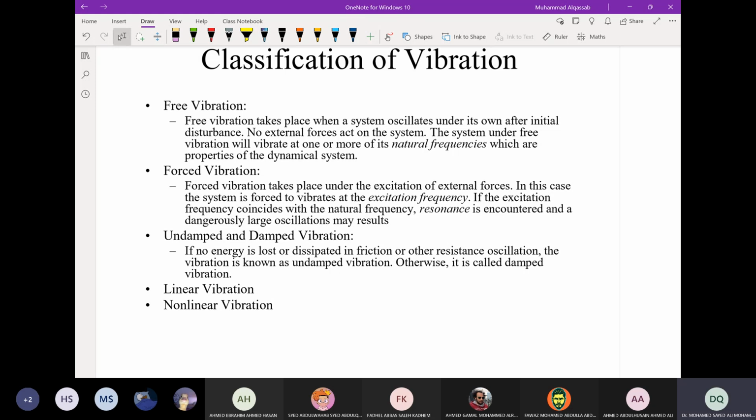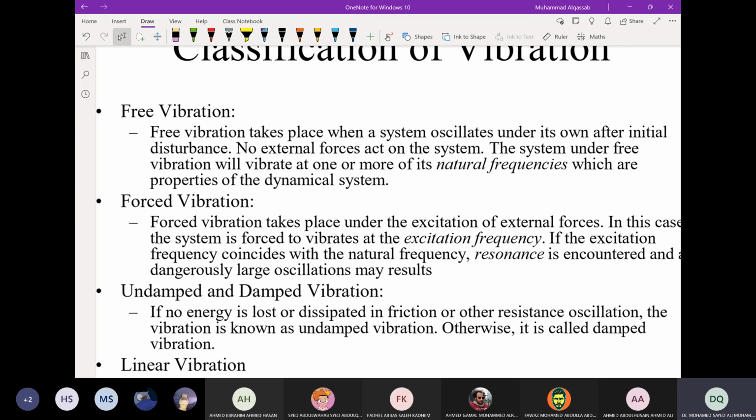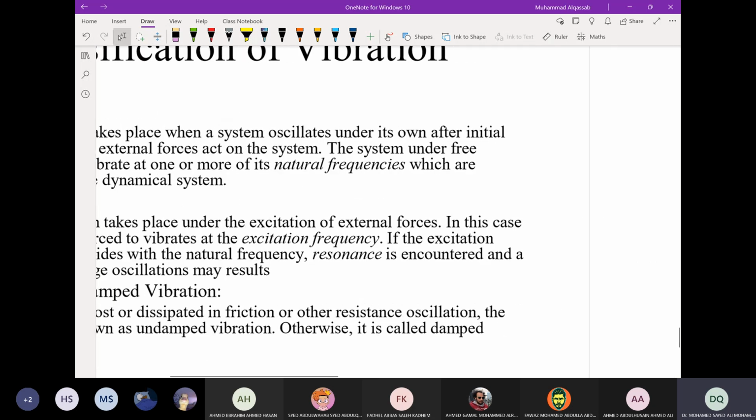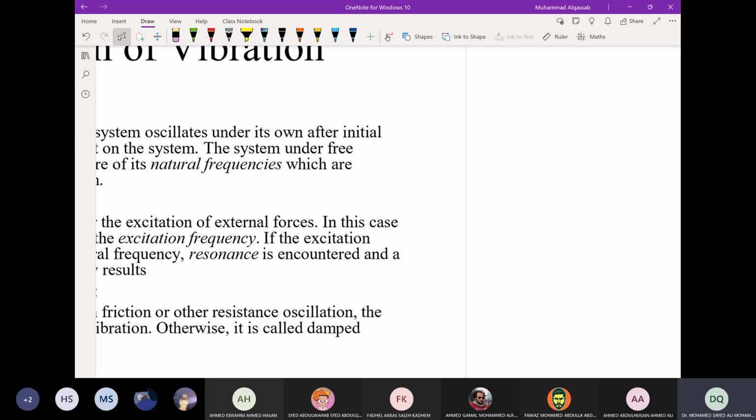The definition is that free vibration takes place when a system oscillates under its own after an initial disturbance. No external forces act on the system, and the system under free vibration will vibrate at one or more of its natural frequencies. An example of such vibration is the pendulum, or any spring mass system.